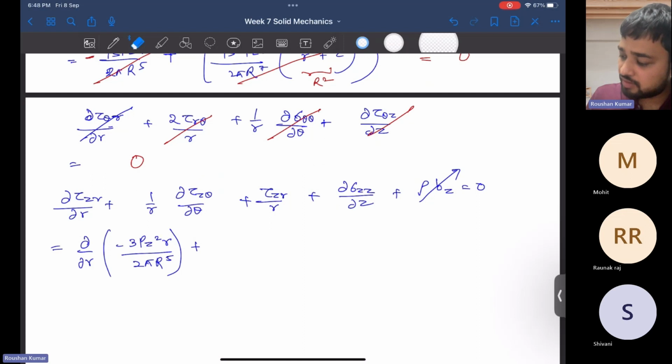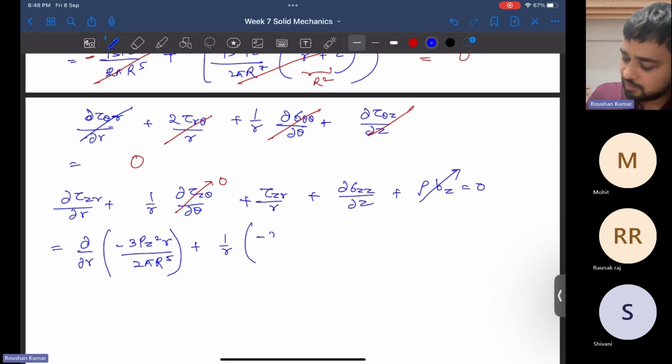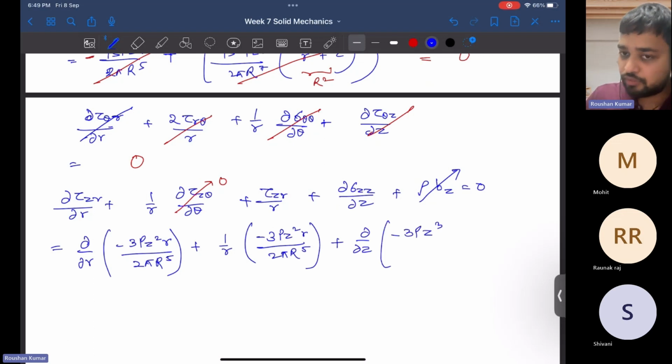The next term is tau zr upon r. So 1 by r, what is tau zr? Minus 3p z square r upon 2 pi r to the power 5, plus del by del z of sigma zz. And what is sigma zz? Given in the question, it is minus 3p z cube upon 2 pi r to the power 5.